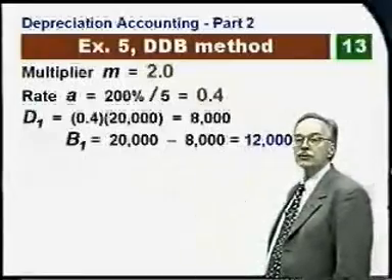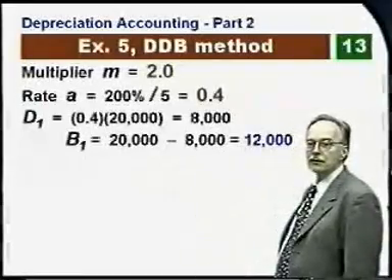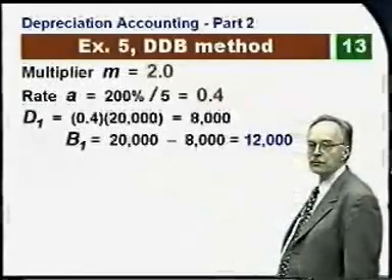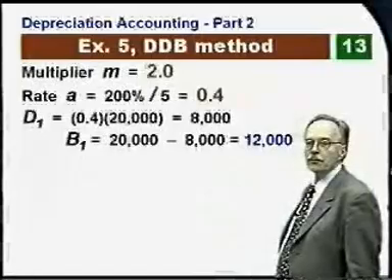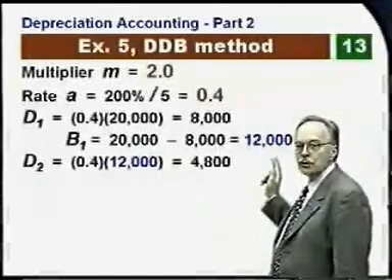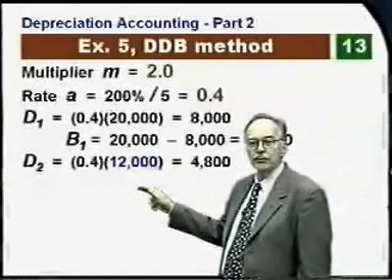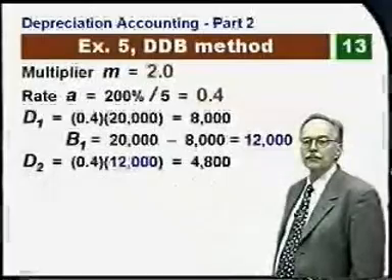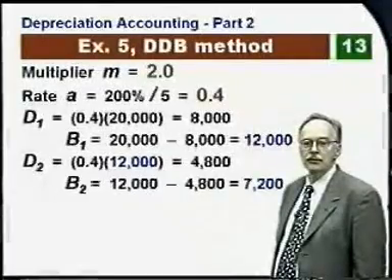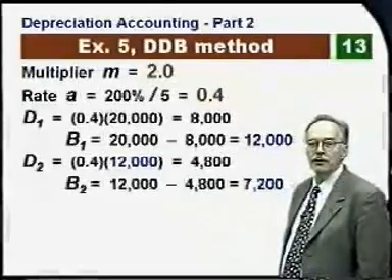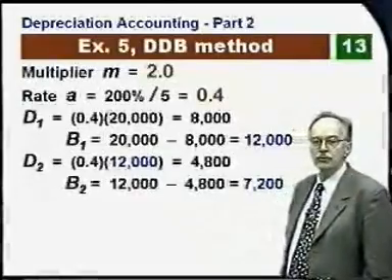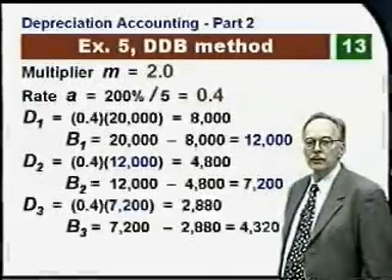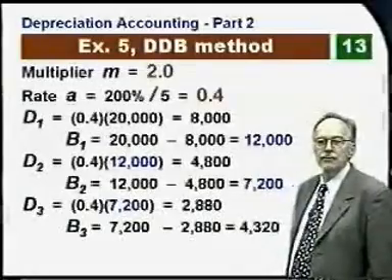This subtraction process actually works for all of the depreciation methods. We didn't explain that for the others, but here it's important to show how the subtraction process works. Then we take this 12,000, apply to that the 40% multiplier to get the year 2 depreciation. That's 4,800. Then we subtract the 4,800 from the $12,000 book value to get the new book value of 7,200. And that will then be applied with the 40% multiplier to get 2,880.